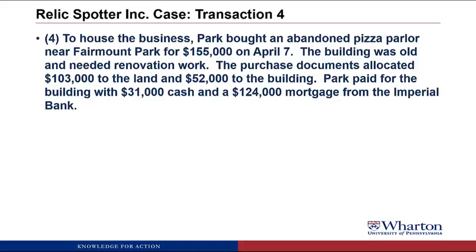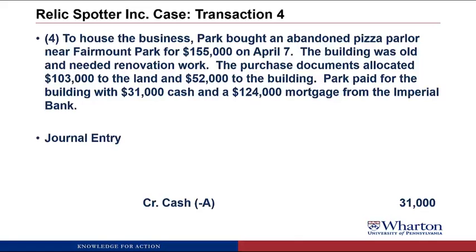Wow, so this is all one transaction. So this is going to be a big journal entry. Always like to start with cash if we can. So we paid $31,000 of cash. Cash is an asset. Assets go down with a credit. So we're going to credit cash $31,000. Left a lot of space for other things.